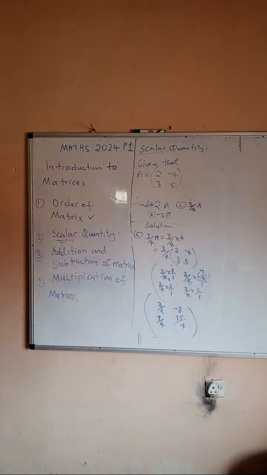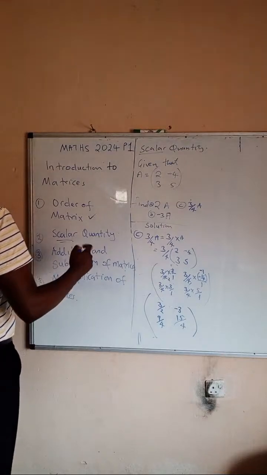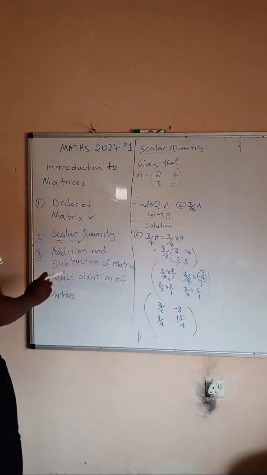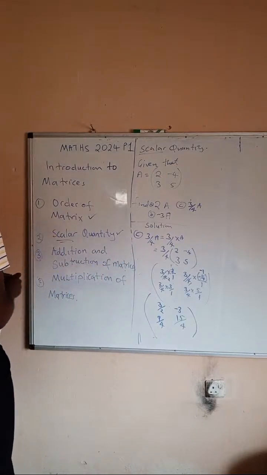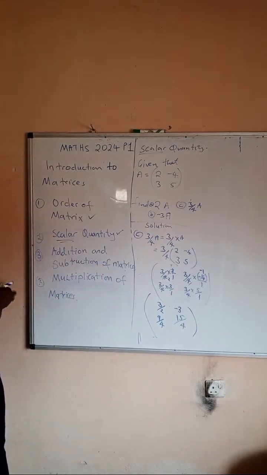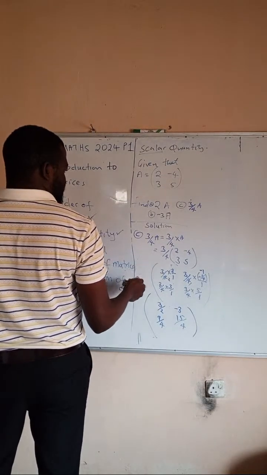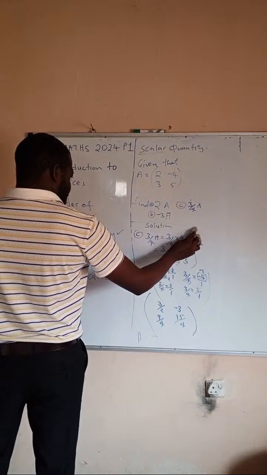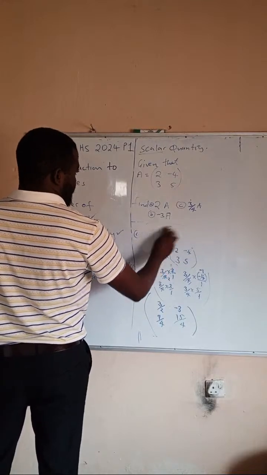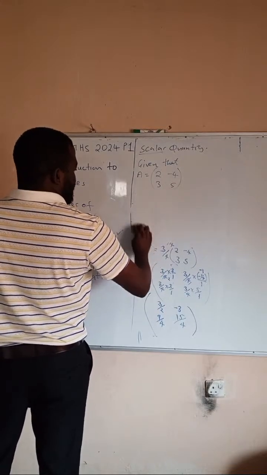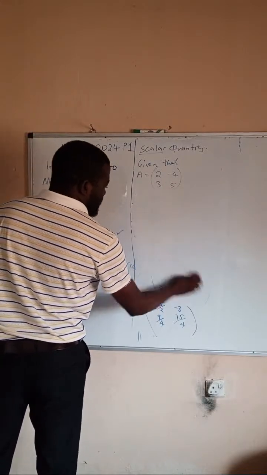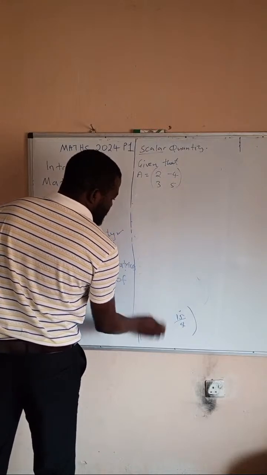So the scalar quantity, this part we are done. Your mind has opened up to have an idea how scalar quantity is done. So I'll wrap up on the scalar quantity. We are done with the scalar quantity.